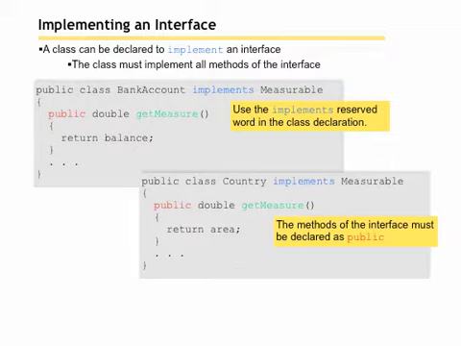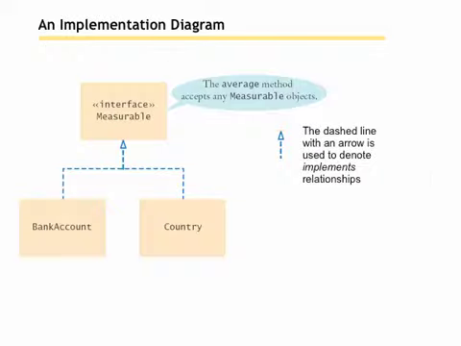When we implement an interface, here's an example. If we say public class BankAccount implements Measurable, implements is a keyword and it must precede the name of the interface. And then we have to be sure that we override all the methods that are in that interface. Similarly, public class Country implements Measurable, and we have a way to measure the country objects. We implement getMeasure inside the Country class.